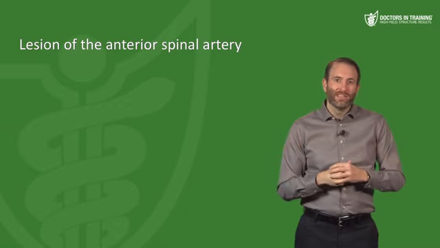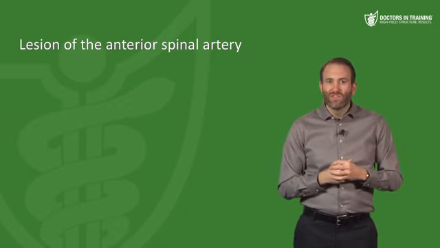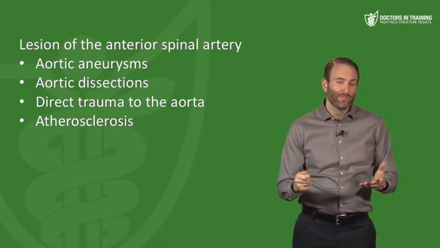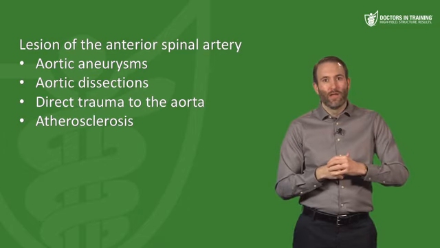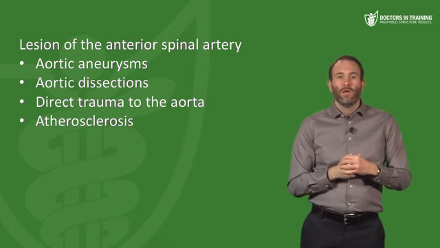Well, the aorta supplies the anterior spinal artery. Therefore, most of the time, this is caused by insufficiencies within the aorta, like aortic aneurysms, dissections, direct trauma to the aorta, and maybe just really bad atherosclerosis. Next, let's move on to syringomyelia.